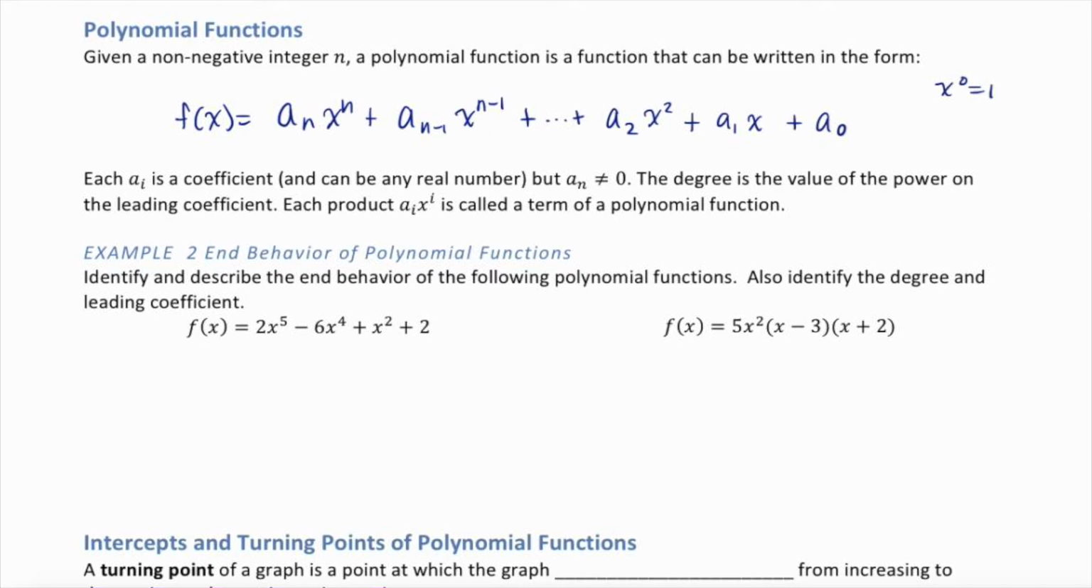So what are we looking at here? Each a sub i is a coefficient, so these are coefficients. This one cannot be 0. If it's 0, then this would not be our degree, and the definition would get a little cloudy. But a sub n cannot equal 0. The degree is the value of the power on the leading coefficient. This is the leading coefficient.